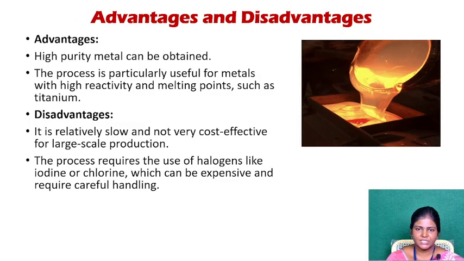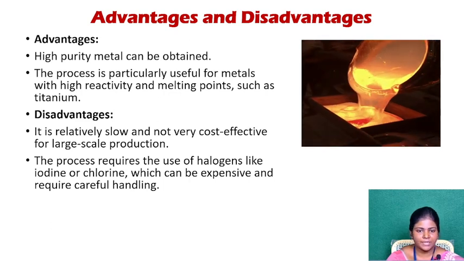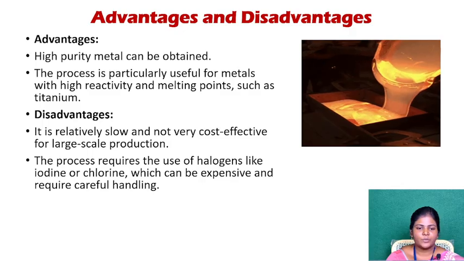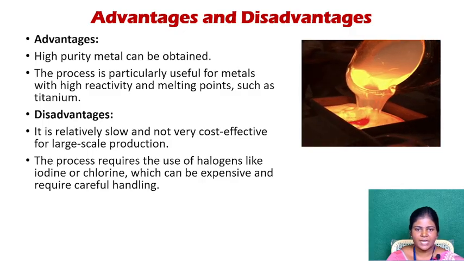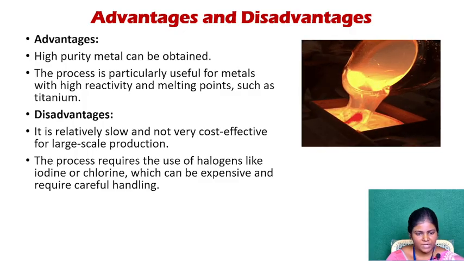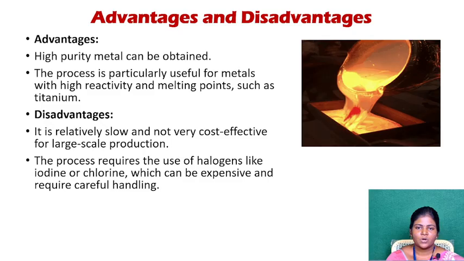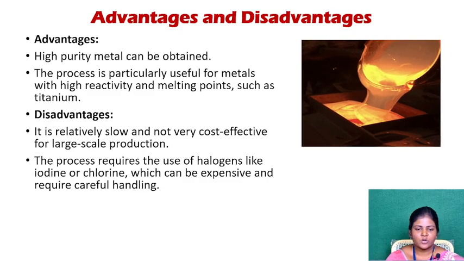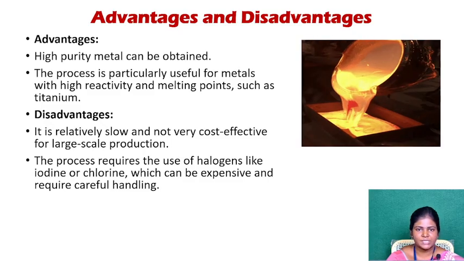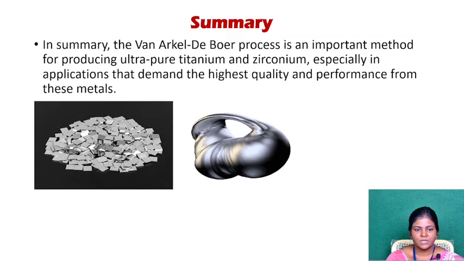Then the advantages and disadvantages. The advantages are that high purity metal can be obtained. The process is particularly used for metals with high reactivity and melting point such as titanium. The disadvantage is that it is relatively slow and not cost effective on large scale production. The process also requires the use of halogens like iodine or chlorine, which are very expensive.